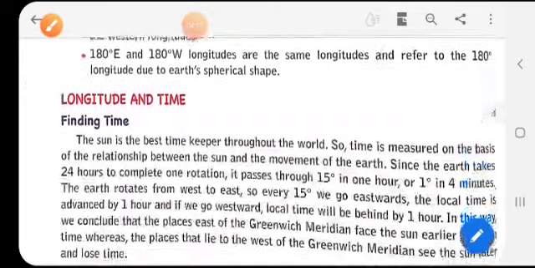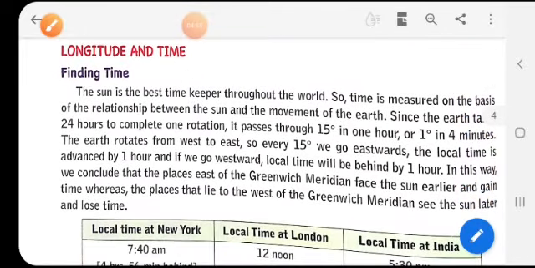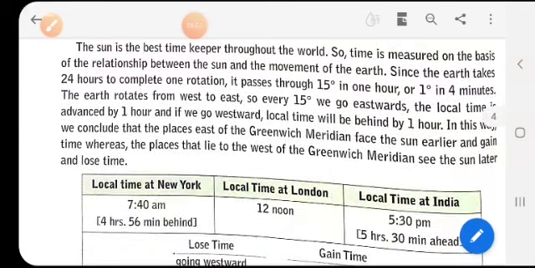Now let's find out how we will calculate the time. The sun is the best timekeeper throughout the world. Now children, the sun is the best way to detect the time. Time is measured on the basis of the relationship between the sun and the movement of the earth. Since the earth takes 24 hours to complete one rotation.